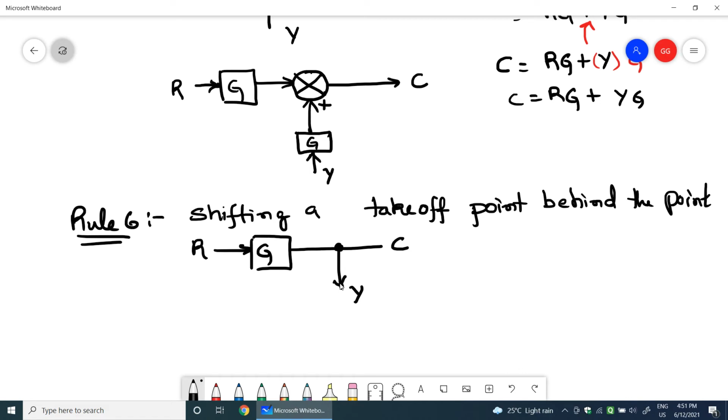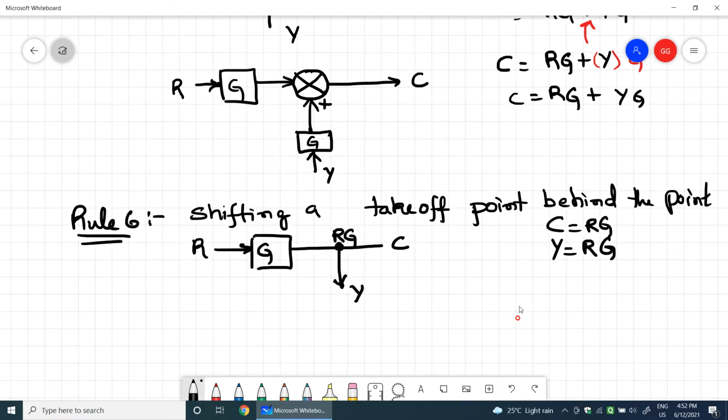Okay, so now what is Y equals? Y should be equal to R into G. Okay, C is also equal to R into G. Now the takeaway point is where the feedback is taken. So at this point the output is what? R into G. Both C and Y will be R into G.